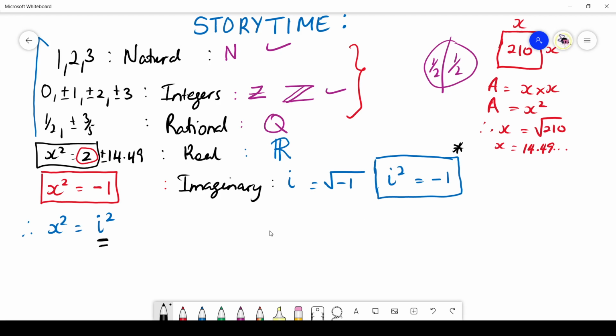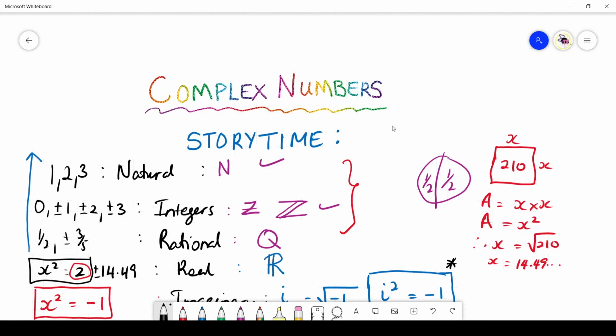Now, you may be asking yourself at this point, when's this story going to end? This is like a really, really long story. Well, we've actually reached the end. Woo! Okay, so back to the beginning. What were we talking about again? Yes, we were talking about complex numbers, right?